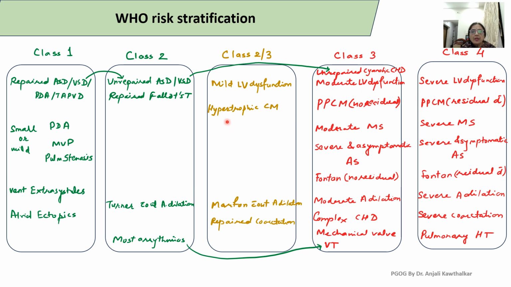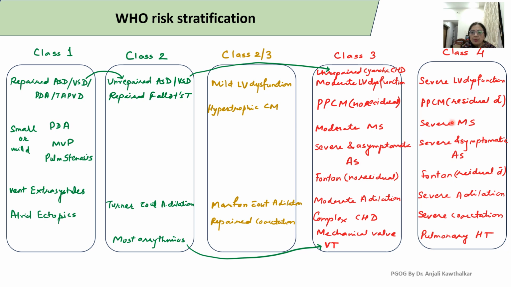Similarly, hypertrophic cardiomyopathy will be class 2/3. But peripartum cardiomyopathy jumps to class 3 with no residual disease, and with residual disease it goes to class 4 with a contraindication for pregnancy. Moderate MS class 3, severe mitral stenosis class 4. Severe and asymptomatic aortic stenosis class 3, whereas symptomatic and severe aortic stenosis class 4.